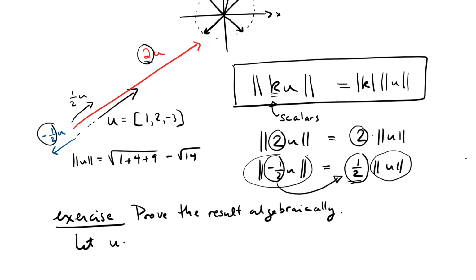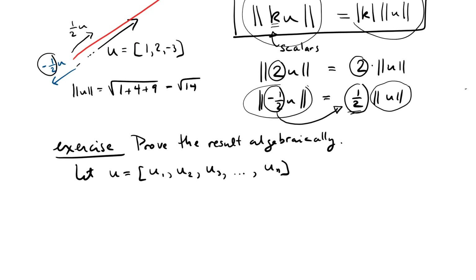Let u be the vector with general coordinates u1, u2, u3, ..., un. And how do we prove a statement like this? You start with the simplest side. So this is the simplest side here. Try and end up with the other side. So in your proof, you're going to write the norm of ku, and you're going to write explicitly what this is.